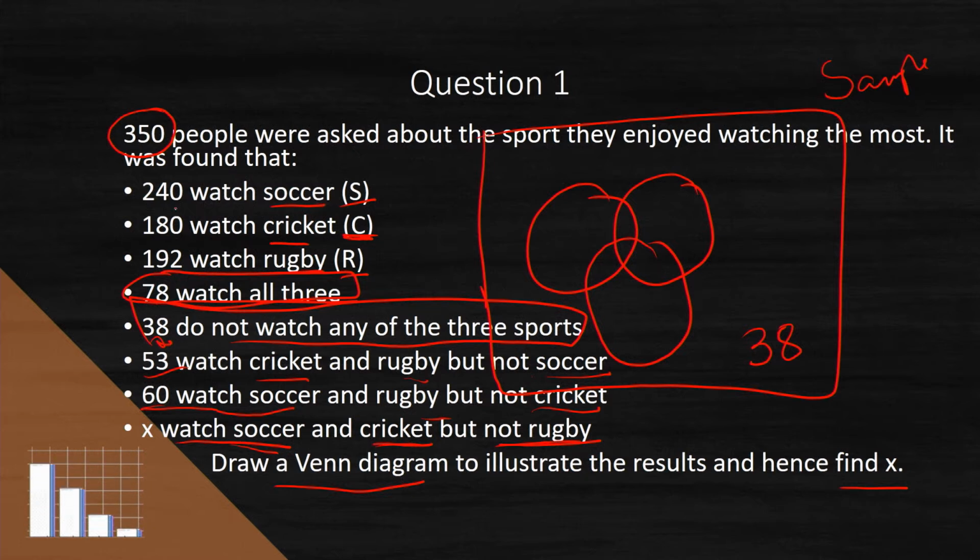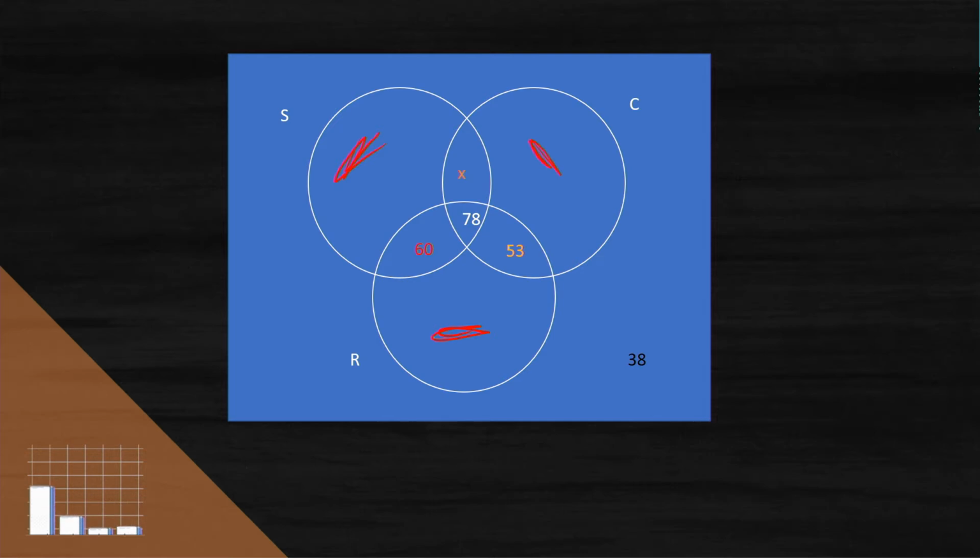They say in total 240 people watch soccer. So what's going to go in here? If 240 people watch soccer, then 240 minus the intersections with rugby, and then 78, the intersection with all three, and then minus the intersection with cricket will be the number of people who watch soccer only. So this little section here is the number of people that only watch soccer. They don't watch any other of the sports.